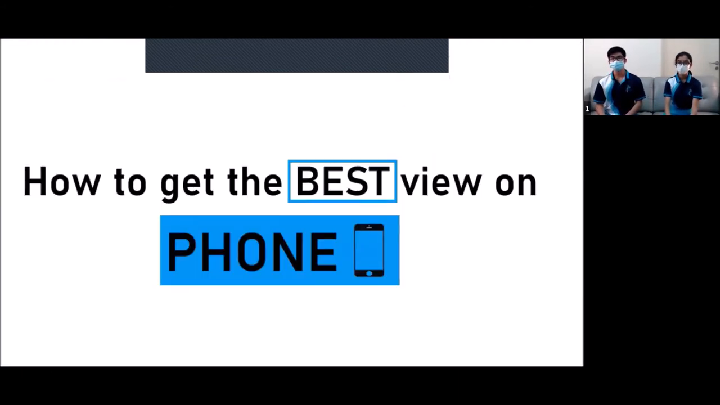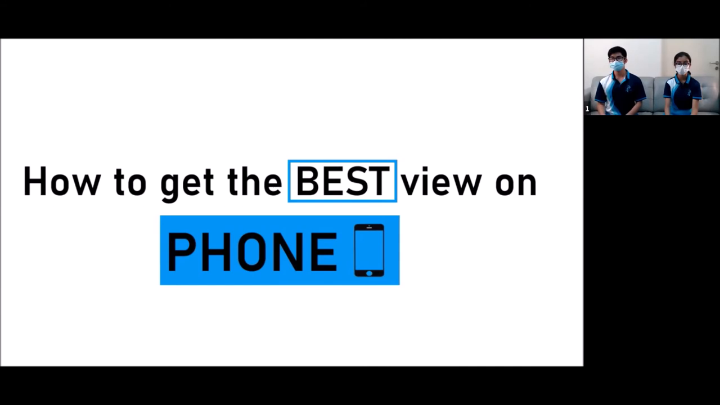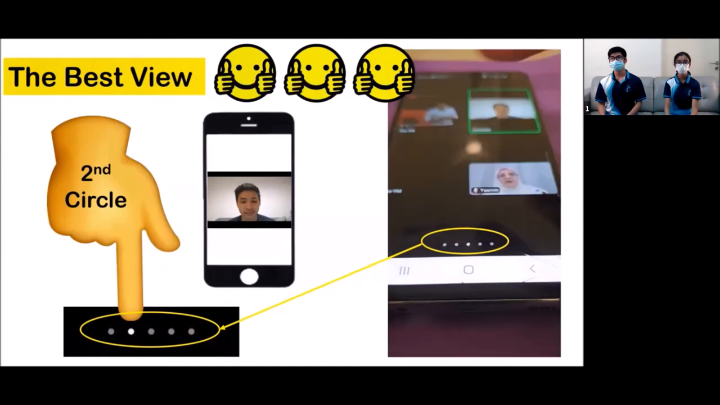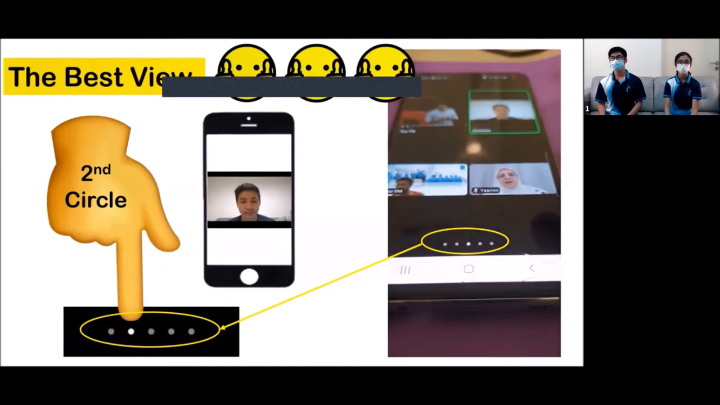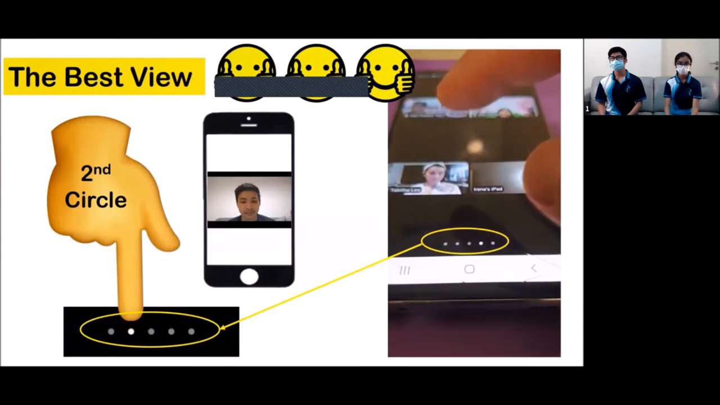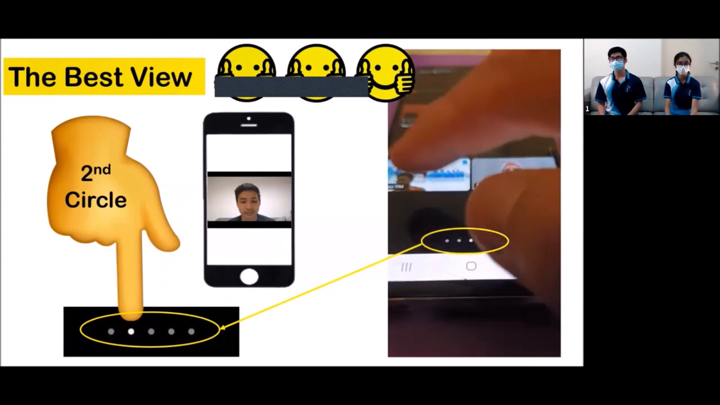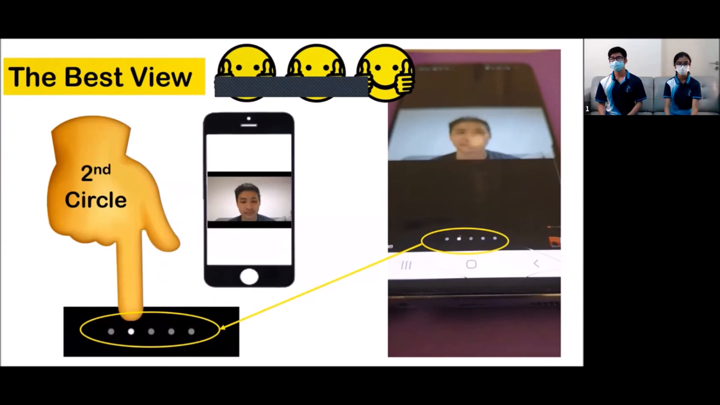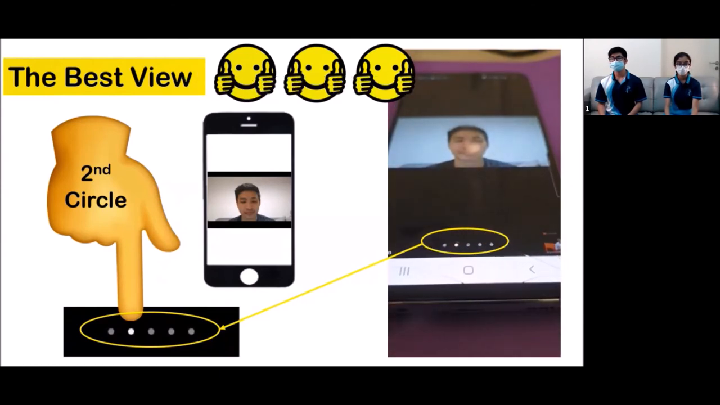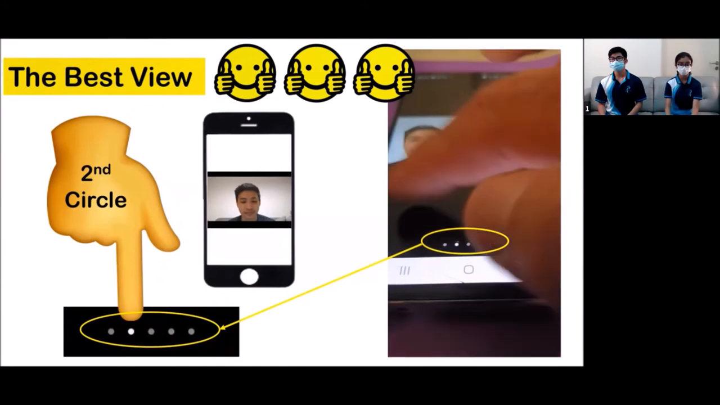If you are viewing this tour on your mobile device, these are the settings that we recommend. Look for the circles at the bottom of your screen. By default, you should be on the second circle. This setting will offer you the best view of the virtual tour. If you are not on the second circle, you can return to it by swiping left or right.